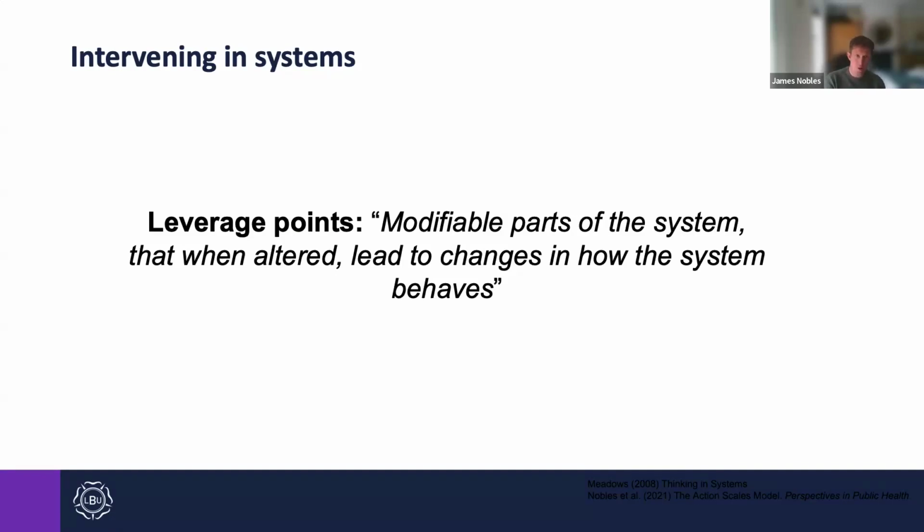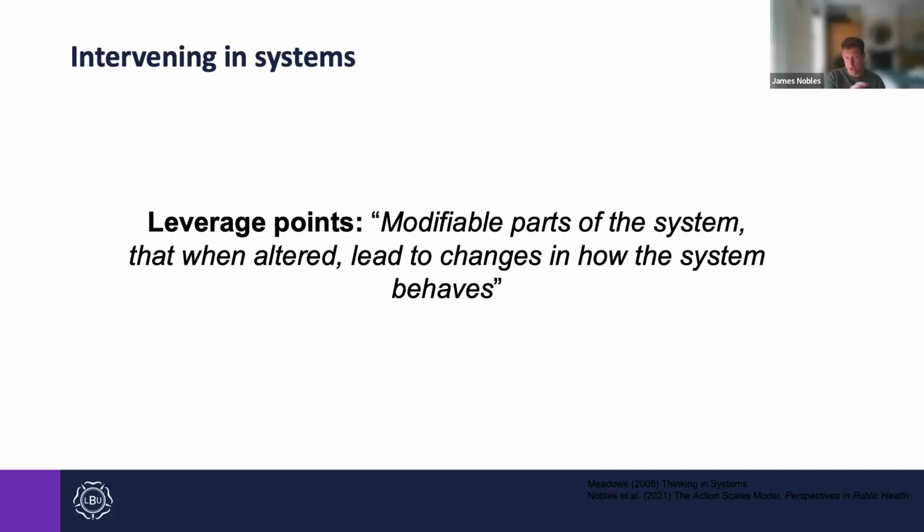If the term leverage points is a new one for people, these are seen as the modifiable parts of the system that, when altered, lead to changes in how that system behaves. So it's moving away from just reacting to those problems that we're seeing, and it's more interested with how the system is structured and trying to change how that system behaves when we intervene within it.